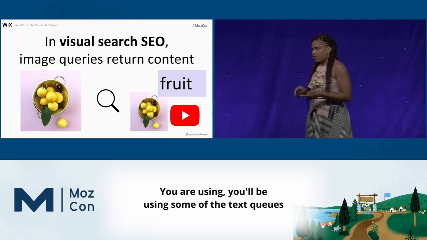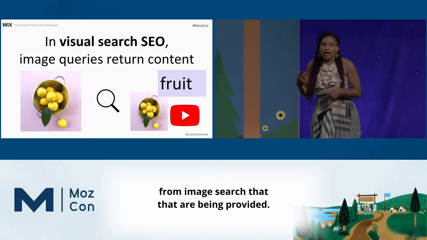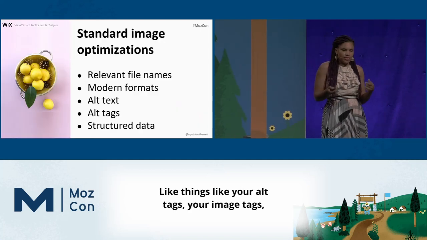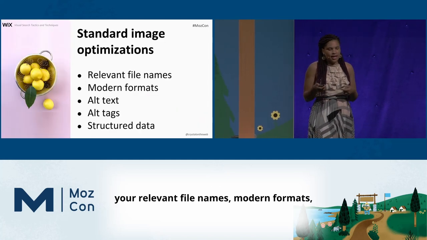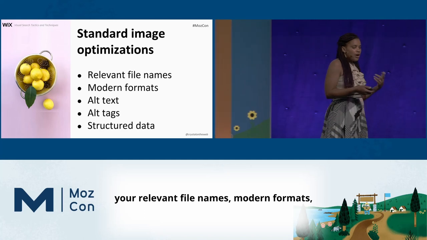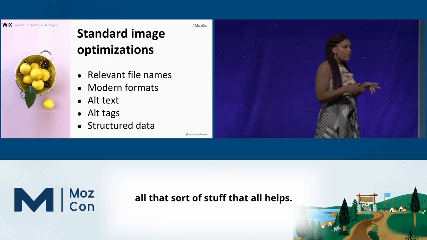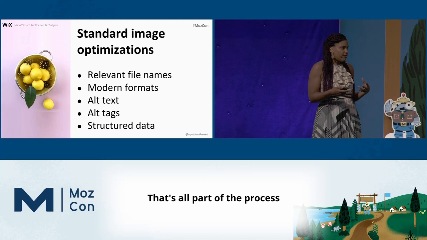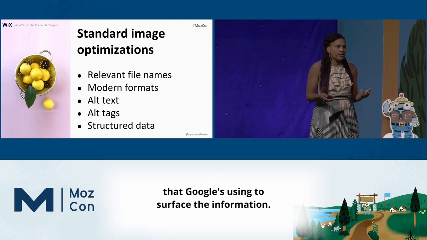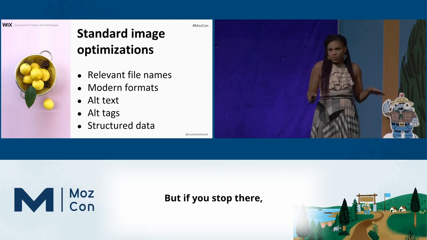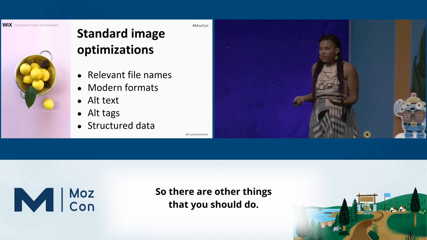You'll be using some of the text cues from image search that are being provided, like your alt tags, your image tags, your relevant file names, modern formats, all that sort of stuff. That all helps. That's all part of the process that Google's using to surface the information. But if you stop there, you would be missing the full picture. So there are other things that you should do.